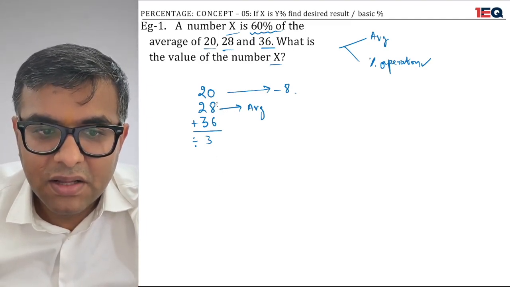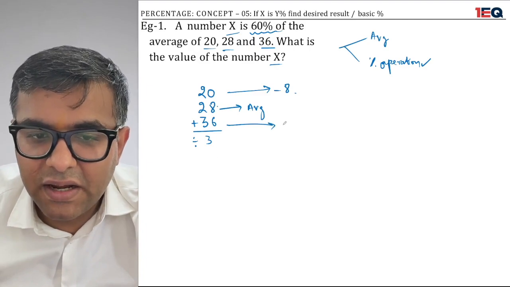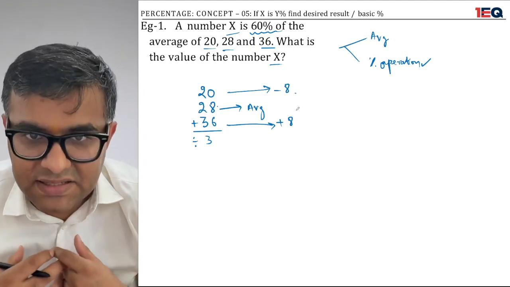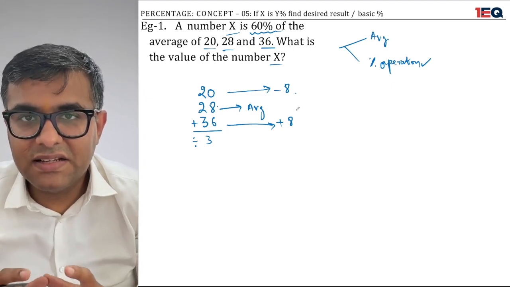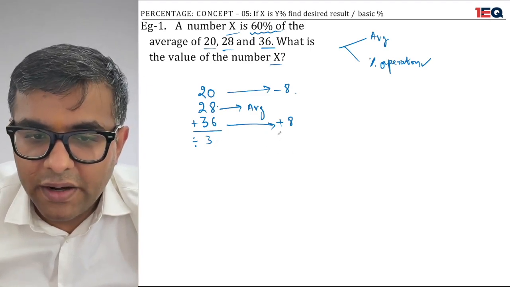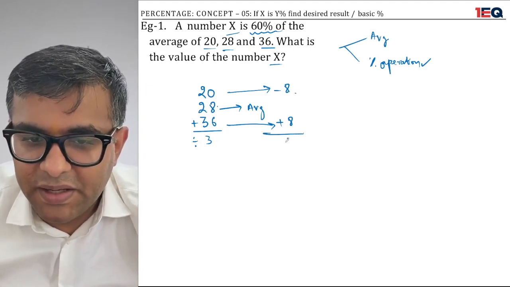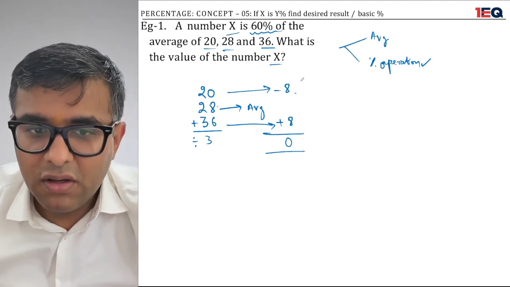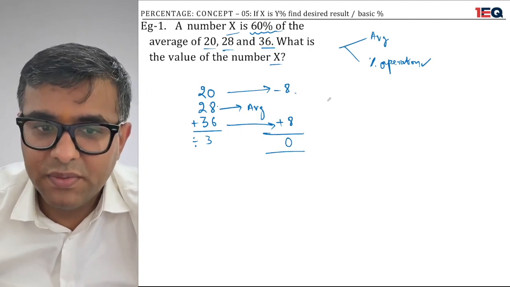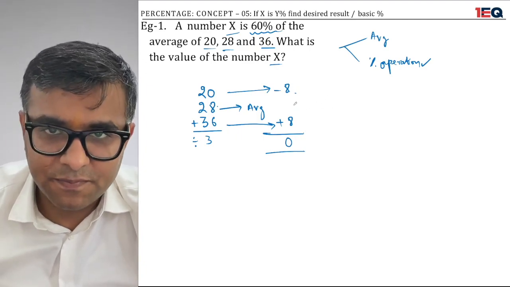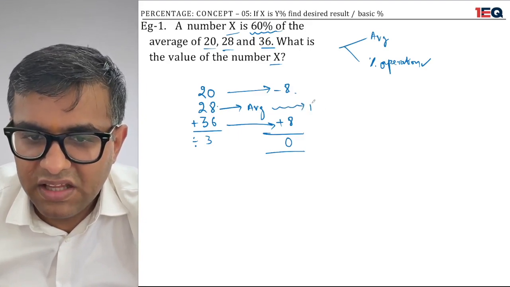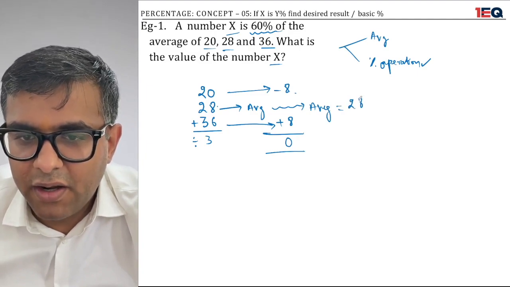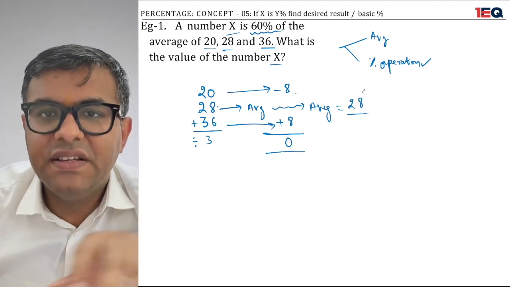What about 36? The difference between 28 and 36 is again 8, but he is giving me more intensity, by plus 8. So the addition of plus 8 and minus 8 gives me a net result of 0. The effective result is 0. If this effective result comes out to be 0, that means the average which we assumed was correct, and 28 is the final average of these three numbers.